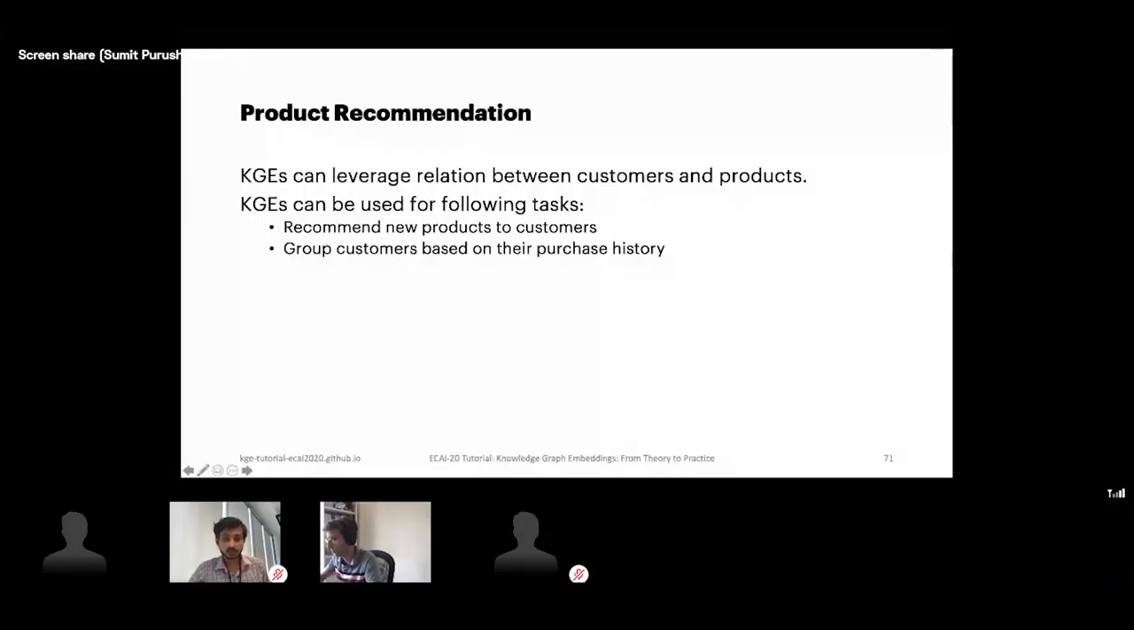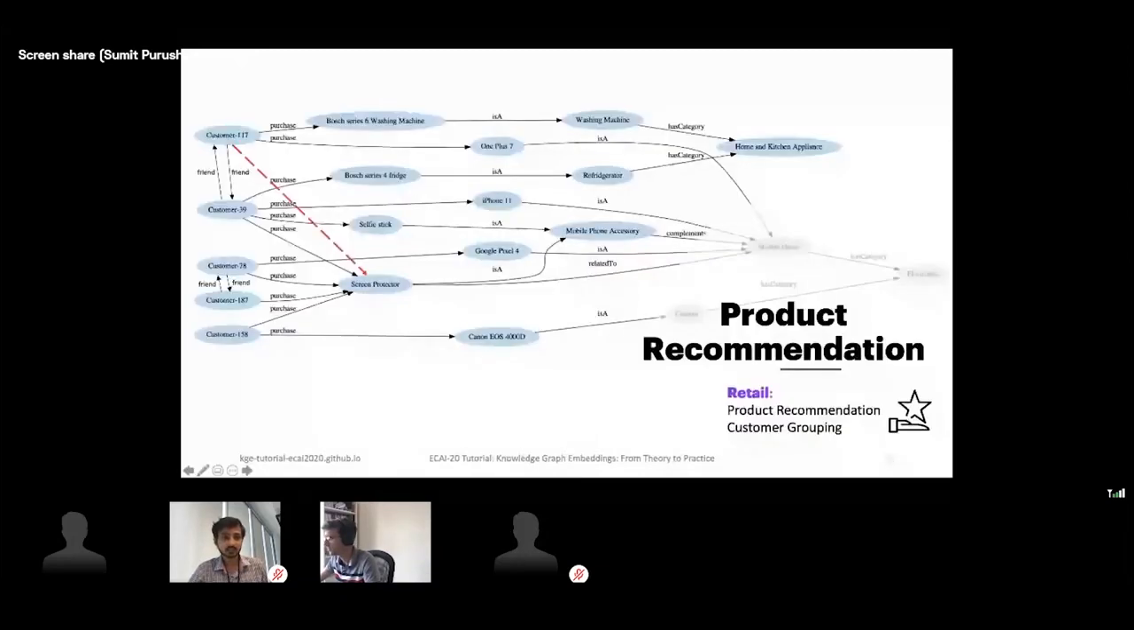So for example, say you have a graph like this of customer purchase patterns. So a customer purchases some products, the product belongs to a particular category, and customers are friends of some other customers. So you can suggest, say this guy bought a phone, and you see that people buying a phone also buy screen protectors. So the model can suggest this customer to buy a screen protector. This is a simple example that I gave, just to get an idea of how knowledge graph embedding models can be used.